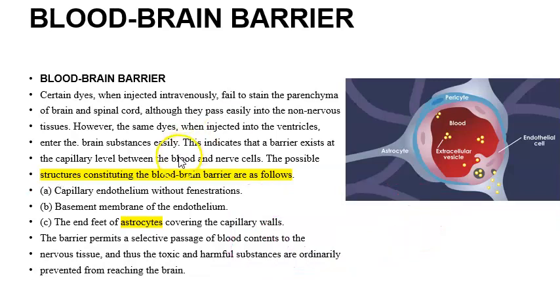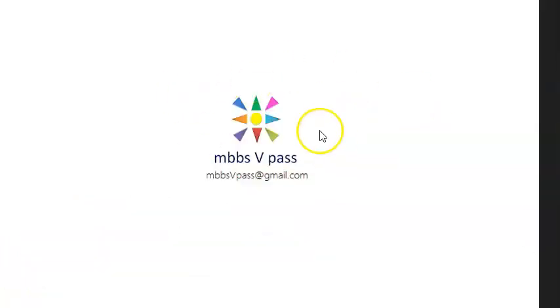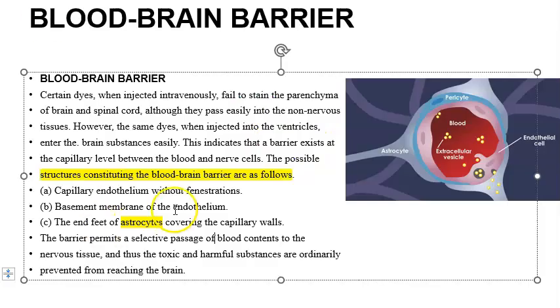So what forms the blood-brain barrier? The endothelium of the capillaries of the brain, not other endotheliums. In other places endotheliums will have those holes, but here in the brain, the endothelium has no fenestrations. So 1 point over. Then the basement membrane of this endothelium also helps as a kind of barrier. Then astrocytes. What are astrocytes? Neuroglial cells. What will they do? They cover the capillary walls, so they actually form the blood-brain barrier.